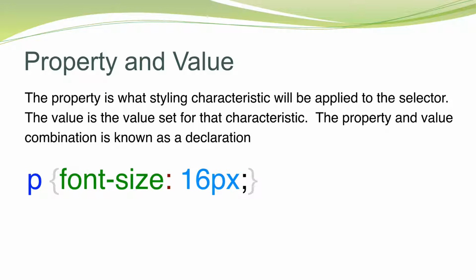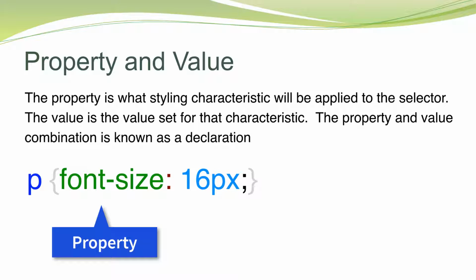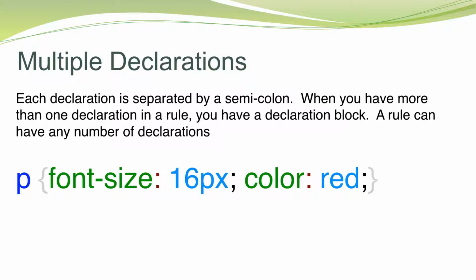The property is what styling characteristic will be applied to the selector. The value is the value set for that characteristic. In this example, I will write font-size: 16px. px stands for pixels. Font-size is the property, and 16px is the value. Each property and value is separated by a colon. The property and value combination is known as a declaration.